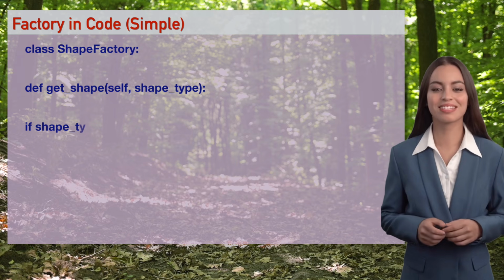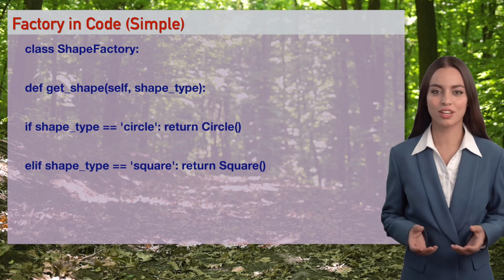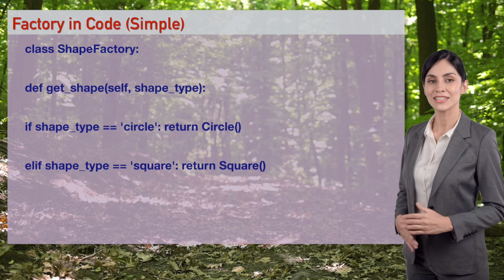Simple factory in code. Class ShapeFactory with getShape method. Based on shape type, return circle or square. This centralizes creation logic. Easy to extend shapes.